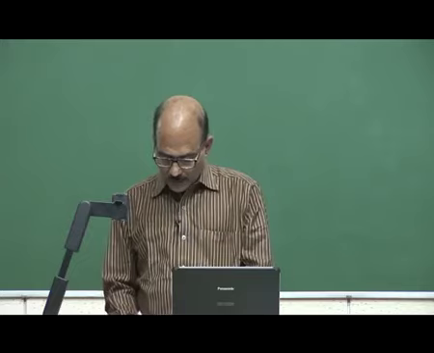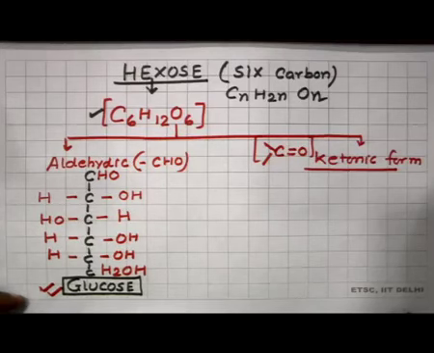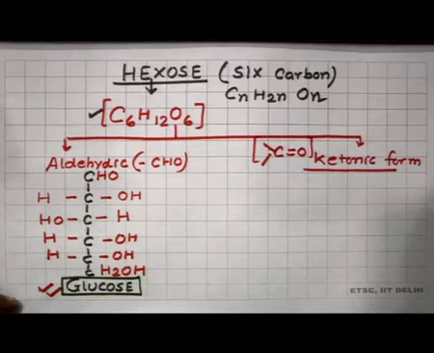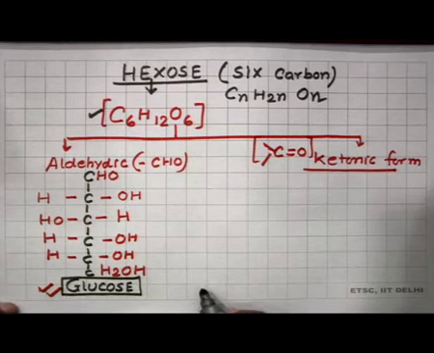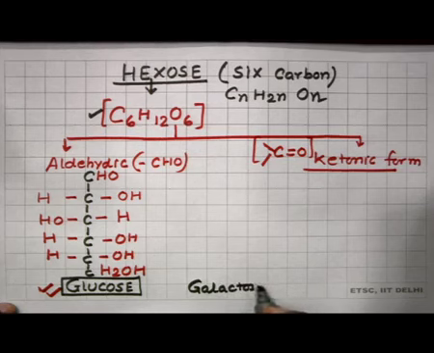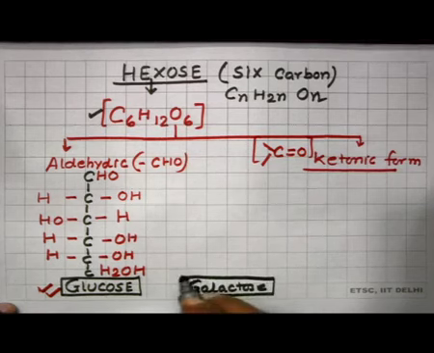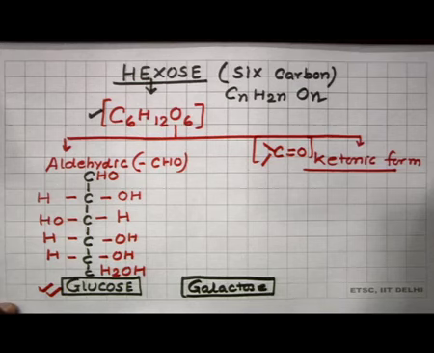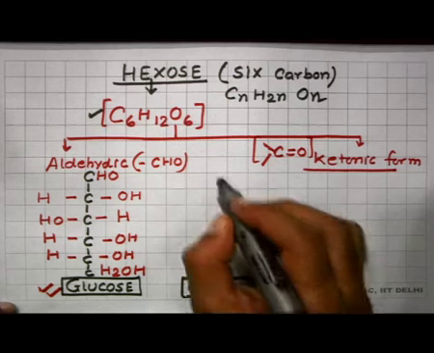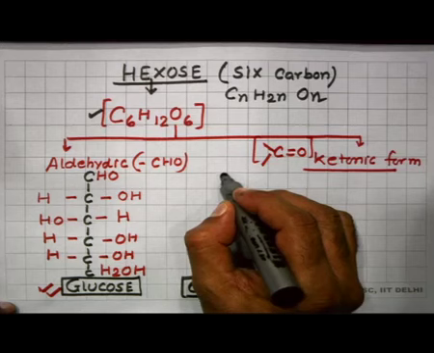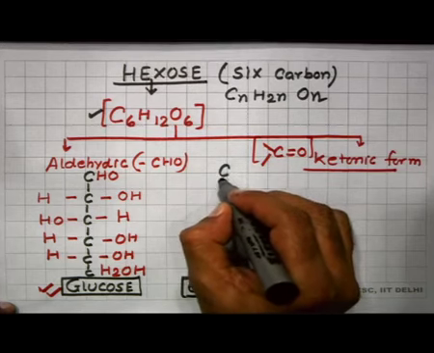So, this is one example of the aldehydic form of hexose. There is another example of hexose we can largely use in biology, that is galactose. That is also known as milk sugar. When we know the galactose is a type of hexose, the formula will be C6H12O6.